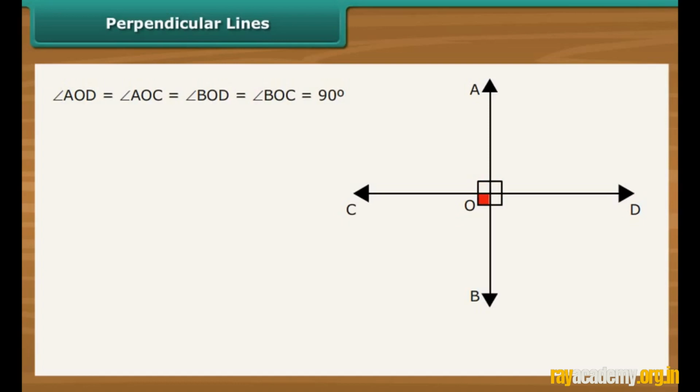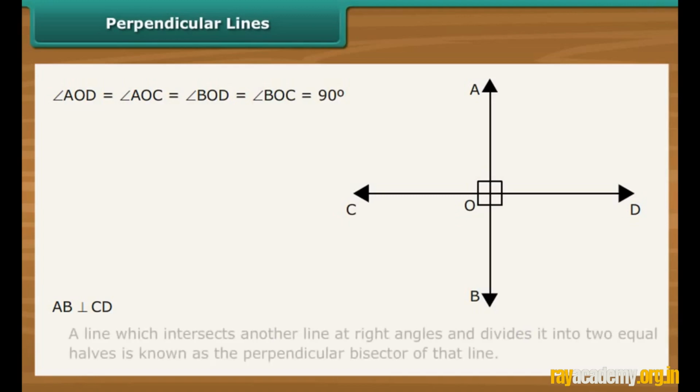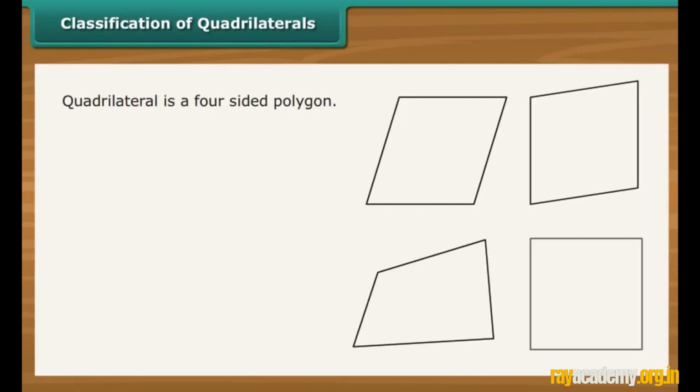Such a line which intersects another line at right angles and divides it into two equal halves is known as the perpendicular bisector of that line. Classification of quadrilaterals. Quadrilateral is a four-sided polygon. Quadrilaterals are classified as rectangle, square, parallelogram, rhombus, trapezium.